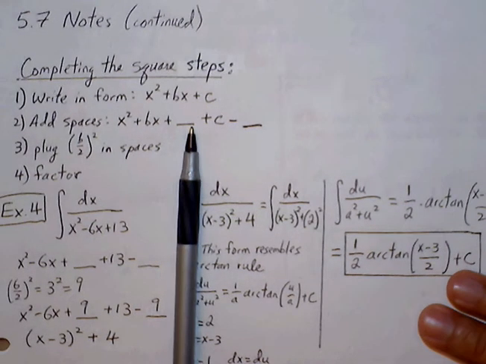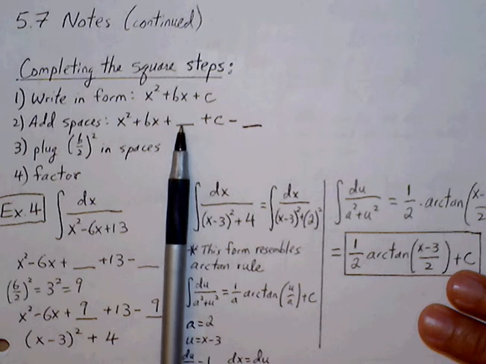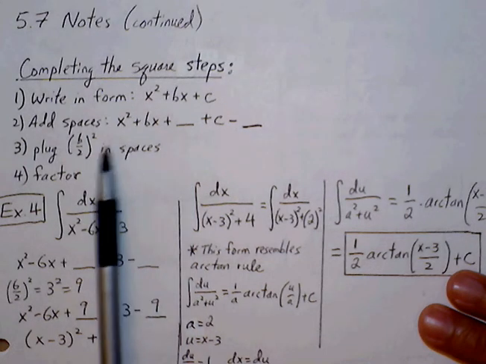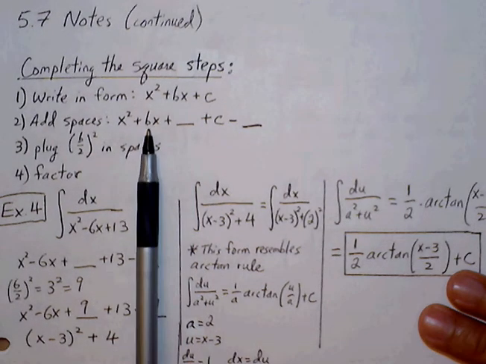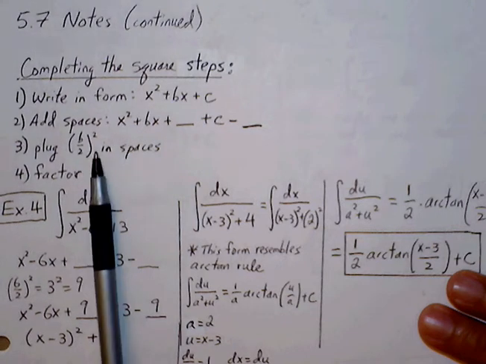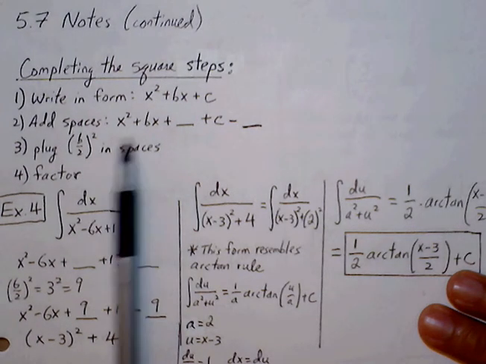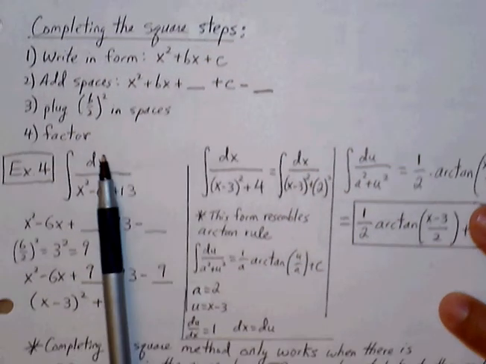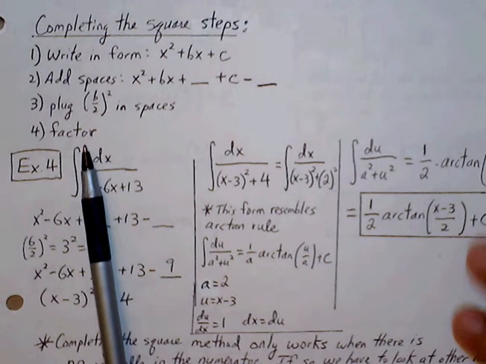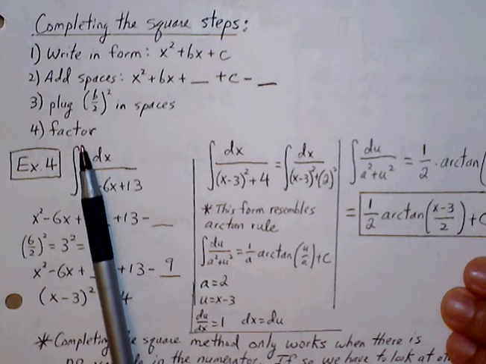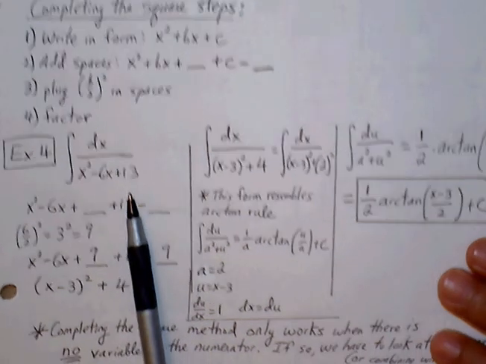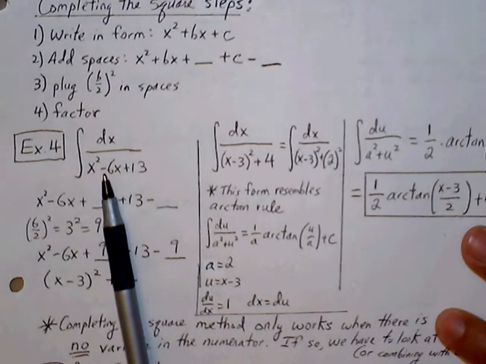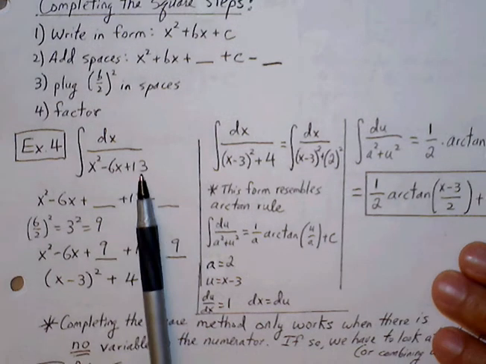The way that we find this missing value is the coefficient in front of the x divided by 2, quantity squared, and that will go in both spaces. Once you do that, we can just factor and continue on with the problem. Okay, let's look at example 4. We have the integral of dx over x squared minus 6x plus 13.